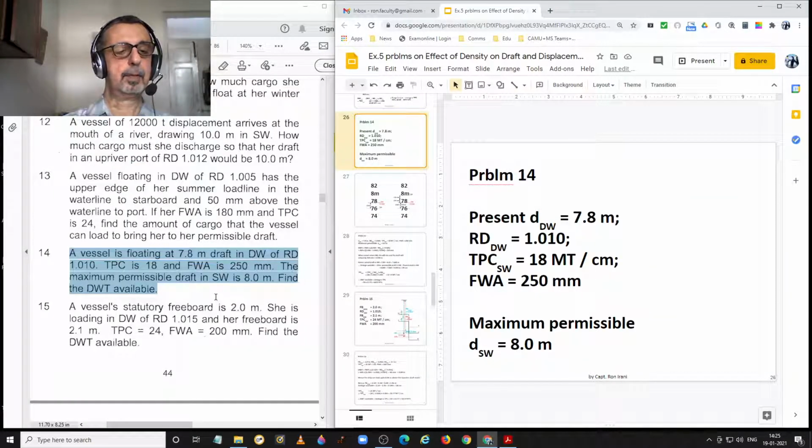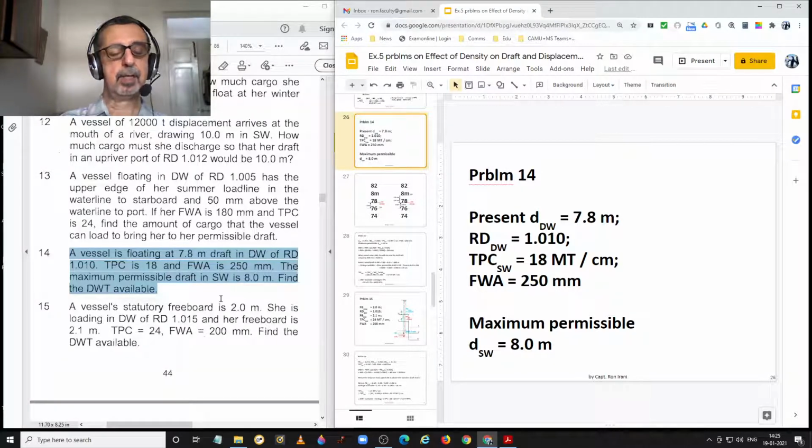Problem 14. A vessel floating at 7.8 meter draft in dock water of RD 1.010. TPC is 18 and freshwater allowance is 250 millimeters. The maximum permissible draft in salt water is 8 meters.